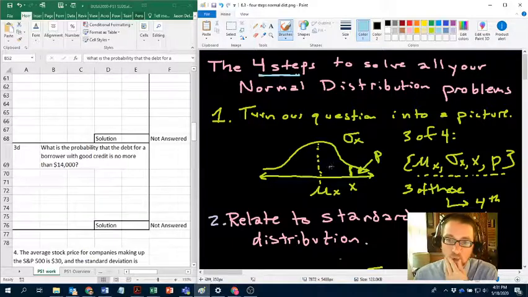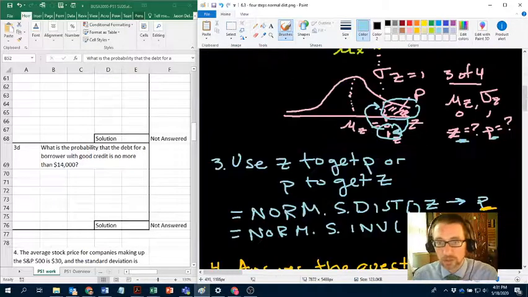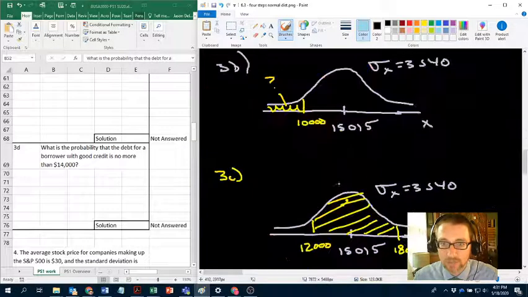Okay, so those are the 4 steps that we use to solve normal distribution problems. Turn the question into a picture, relate it to a standard normal distribution, use z to get p or p to get z, using the dist and inv functions, and then answer the question.